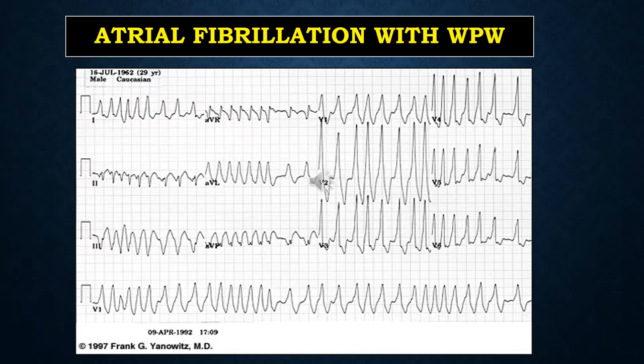So in this strip, atrial fibrillation with WPW, we have an irregular ECG. We have QRS complexes but an irregular ECG. This is a clue for atrial fibrillation with WPW. Another clue is the very high rate. If you look at the shortest RR interval, you will see the heart rate is about 300 beats per minute.